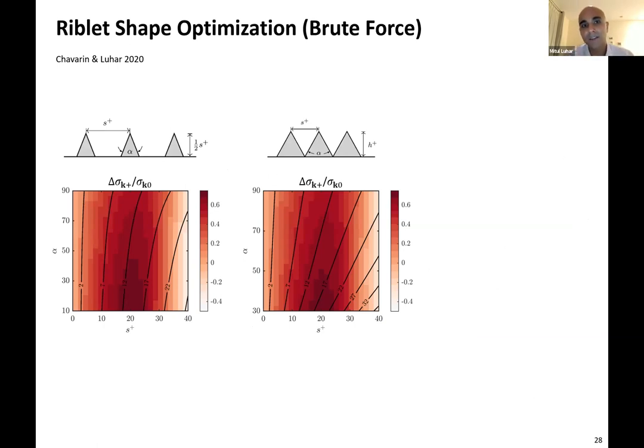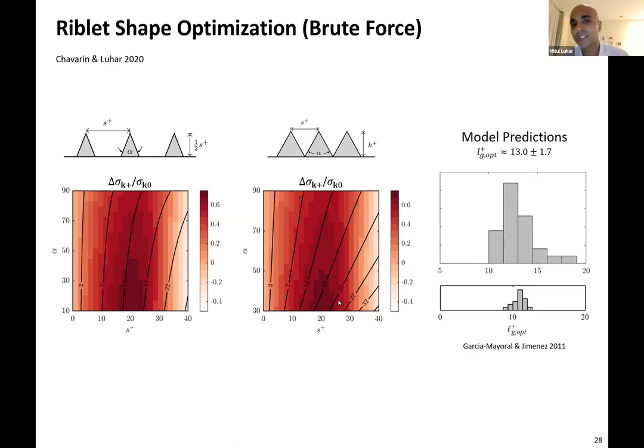So it seems like the single near wall resolvent mode captures the optimal drag reduction reasonably well. So we can actually make use of this for optimization. So we can find shapes that minimize the gain for the near wall resolvent mode. We can do this in a brute force fashion. So just vary shapes, sizes, things like that. Again, we see that for both trapezoidal and triangular riblets, spacings of about 20 or so viscous units and angles that are low, so you've got sharp tips, those tend to be optimal.